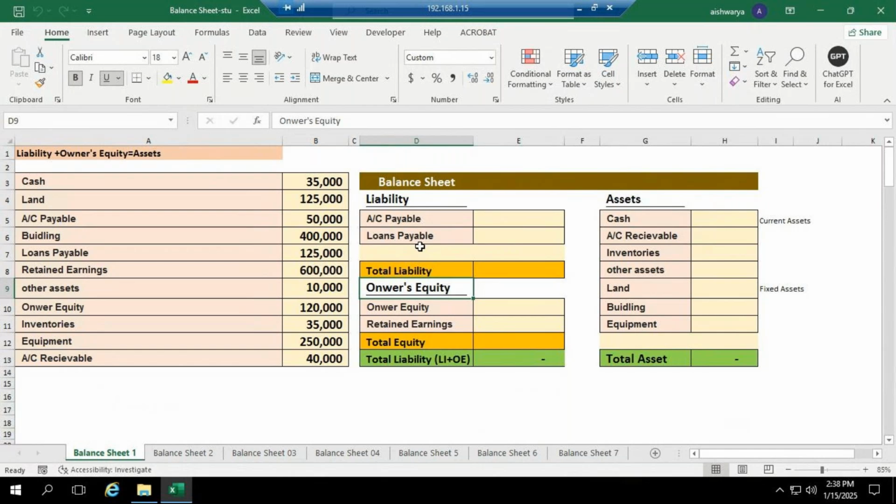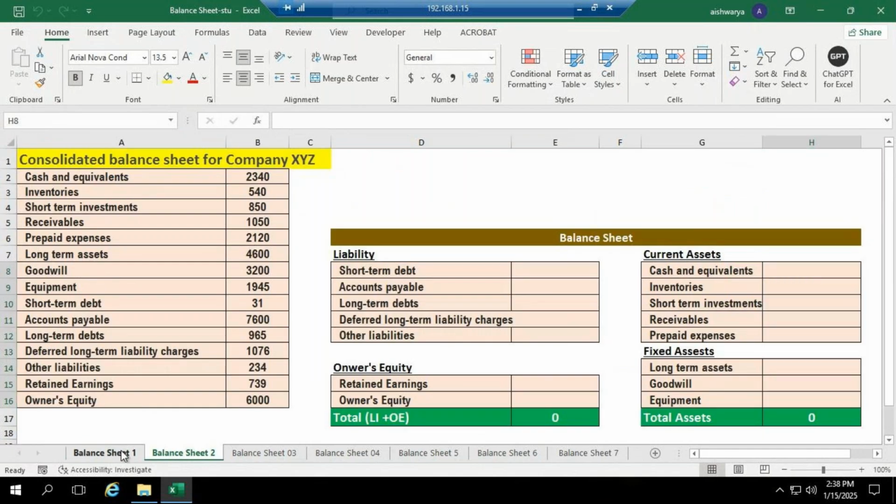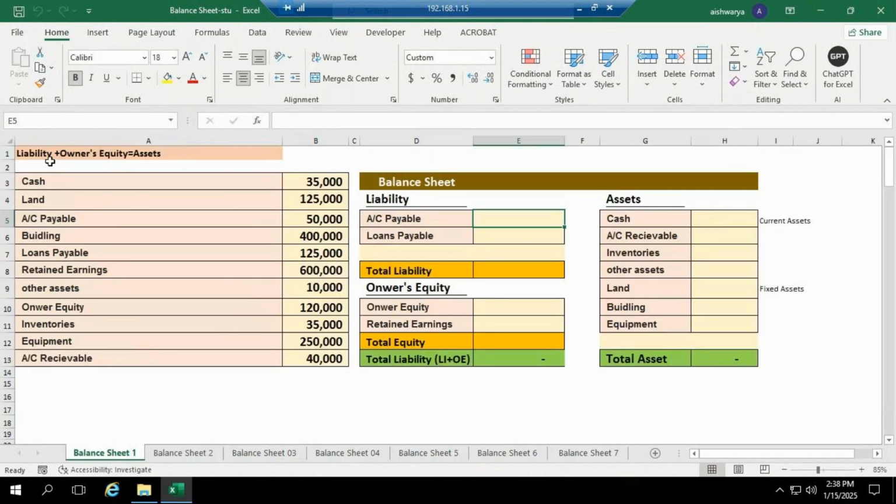Okay, so can you see the first exercise? Here one equation is there. Liability plus owner's capital is equal to assets. Here we are having the cash.